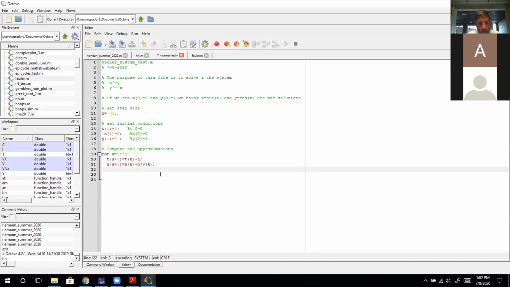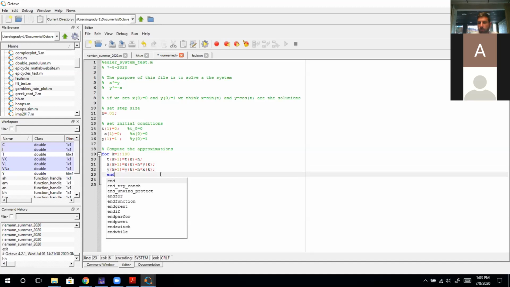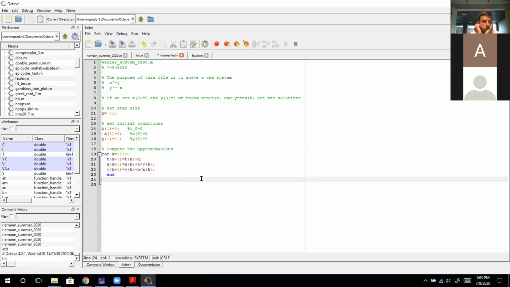And then my y of k plus 1 is y of its previous value, which is y of k, plus h times, now what was the function here? It's negative, so I have to be very careful or I'll put a minus. It's minus x of k. And so that is how I'm going to compute all these guys. So you might want to compare this to what I had written on the whiteboard.